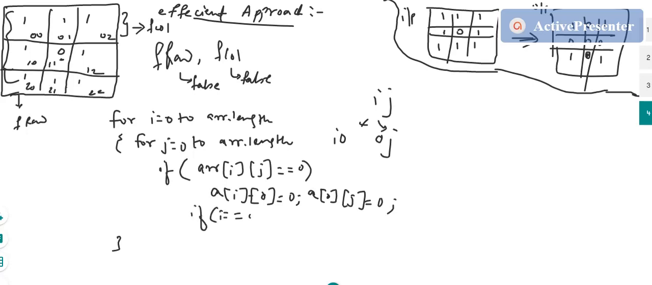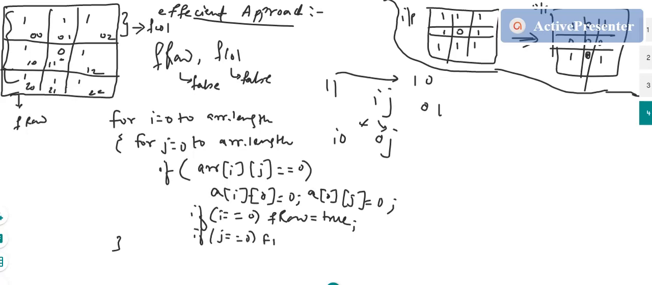If the row is 0, we can make first row true. Why are we doing this? Because you can consider any value. For the case here we are taking 1 1. For 1 1 we are going to deal with 1 0 and 0 1. So in this case the row is also 0 and the column is also 0, so we can make row and column both true. So if j equal to 0, first column should be true here. Now this is my first pass.